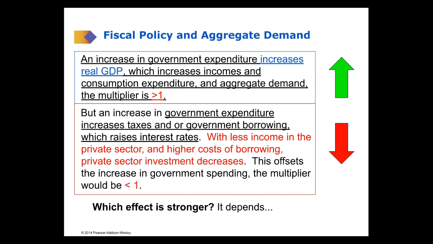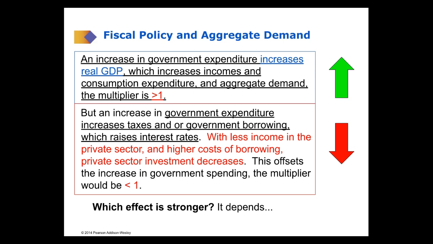If there's an increase in government spending, this increases the real GDP, because G, government spending, is one of the components of GDP. This will increase people's incomes. It'll increase consumption expenditure and aggregate demand, and so the multiplier is greater than 1. If the government adds $1 to the economy, it's going to add more than $1.